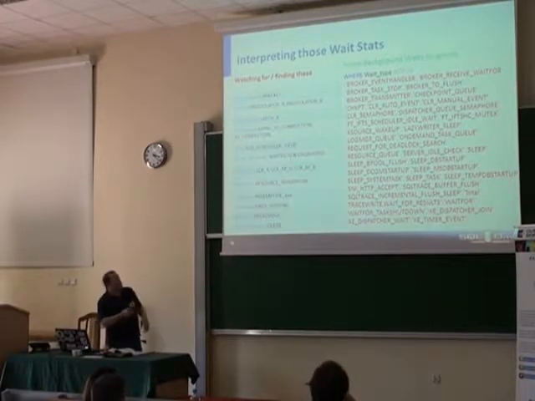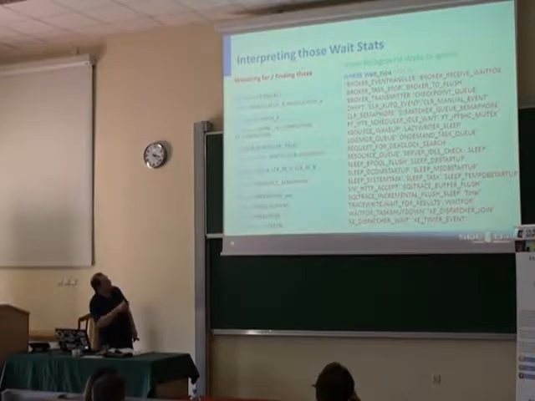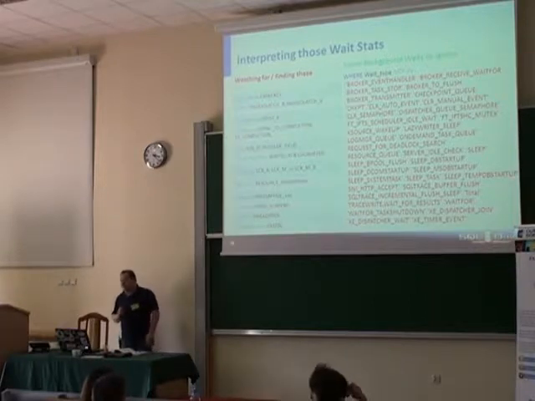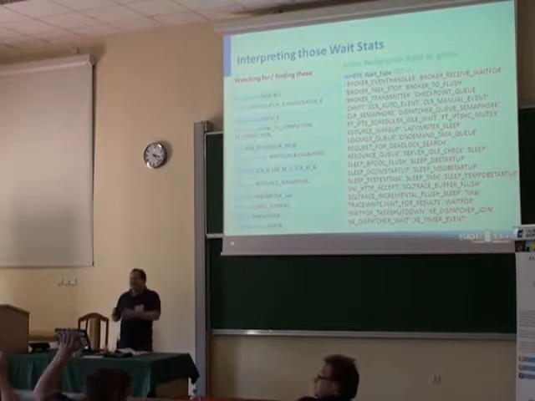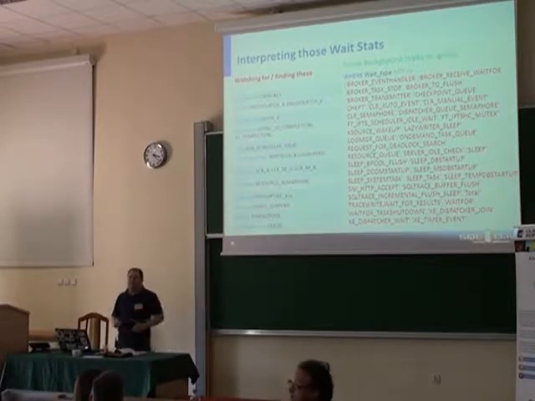On the left-hand side, though, these are the ones we're really interested in. And again, I've given it a bit of categorization and given you some examples of them here. So I'm going to throw a question out, and those in the front, you're not allowed to answer. The CPU one, SOS_SCHEDULER_YIELD. Has anyone heard of this one before? So, guy in the green, you've seen that one before?